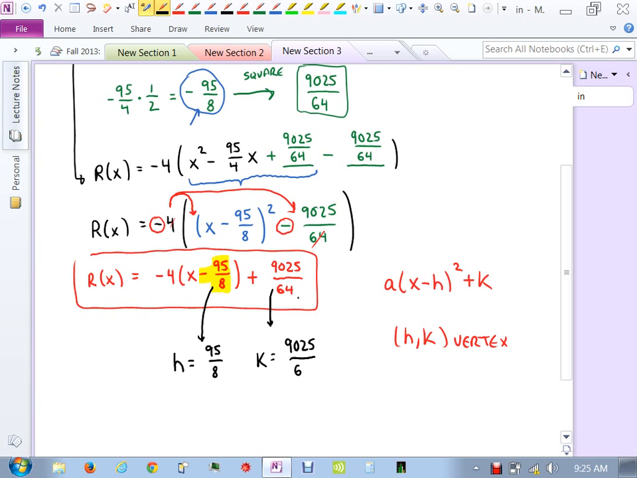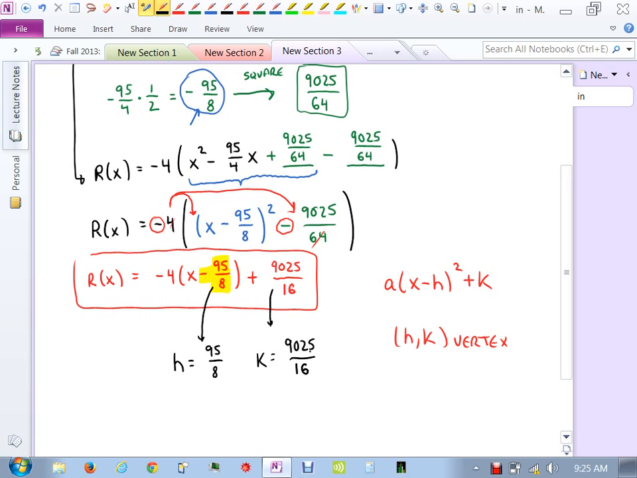Oh, you know what? I forgot to put 16 here. I put 64 again. I don't know why I did that. 16. Okay, and then that's your h and k. And then from that, you should be able to answer the rest of the questions.